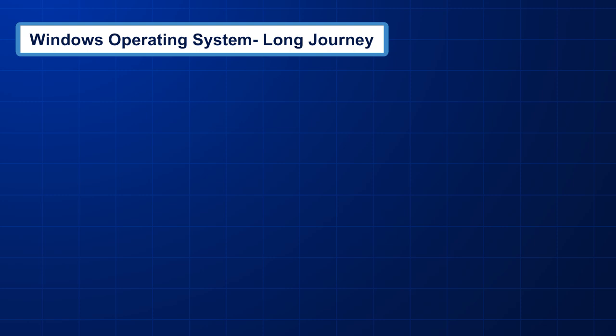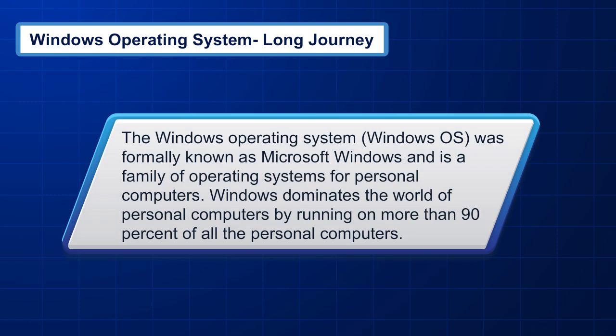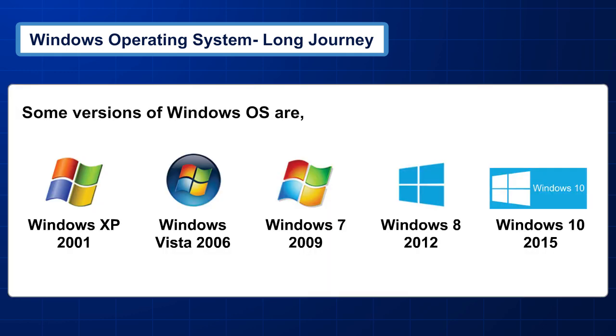Windows operating system, long journey. The Windows operating system, Windows OS, was formerly known as Microsoft Windows and is a family of operating systems for personal computers. Windows dominates the world of personal computers by running on more than 90% of all the personal computers. Some versions of Windows OS are Windows XP 2001, Windows Vista 2006, Windows 7 2009, Windows 8 2012, Windows 10 2015.